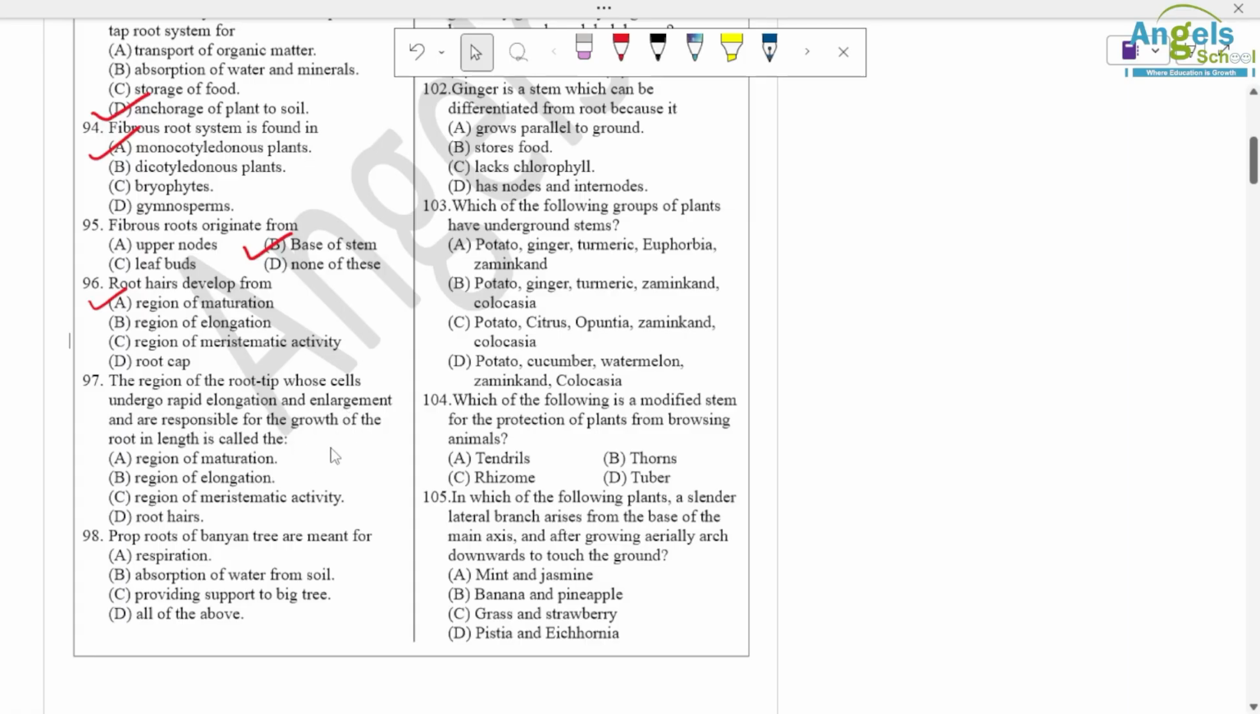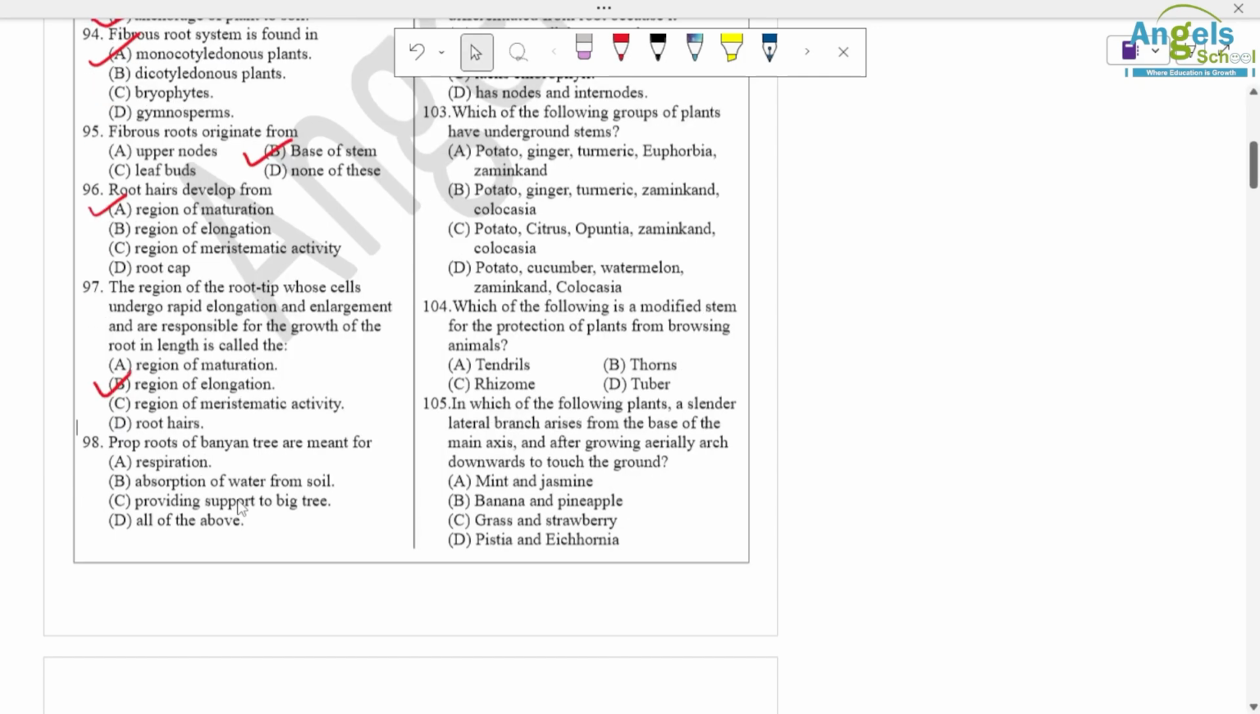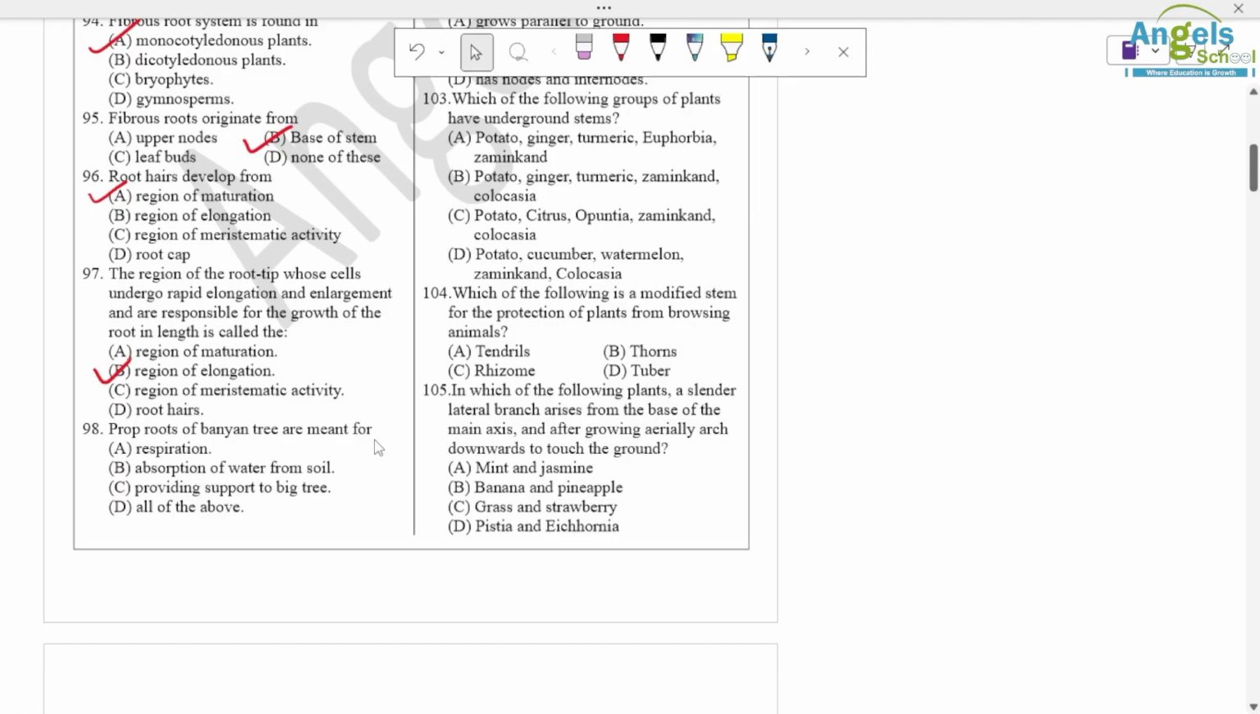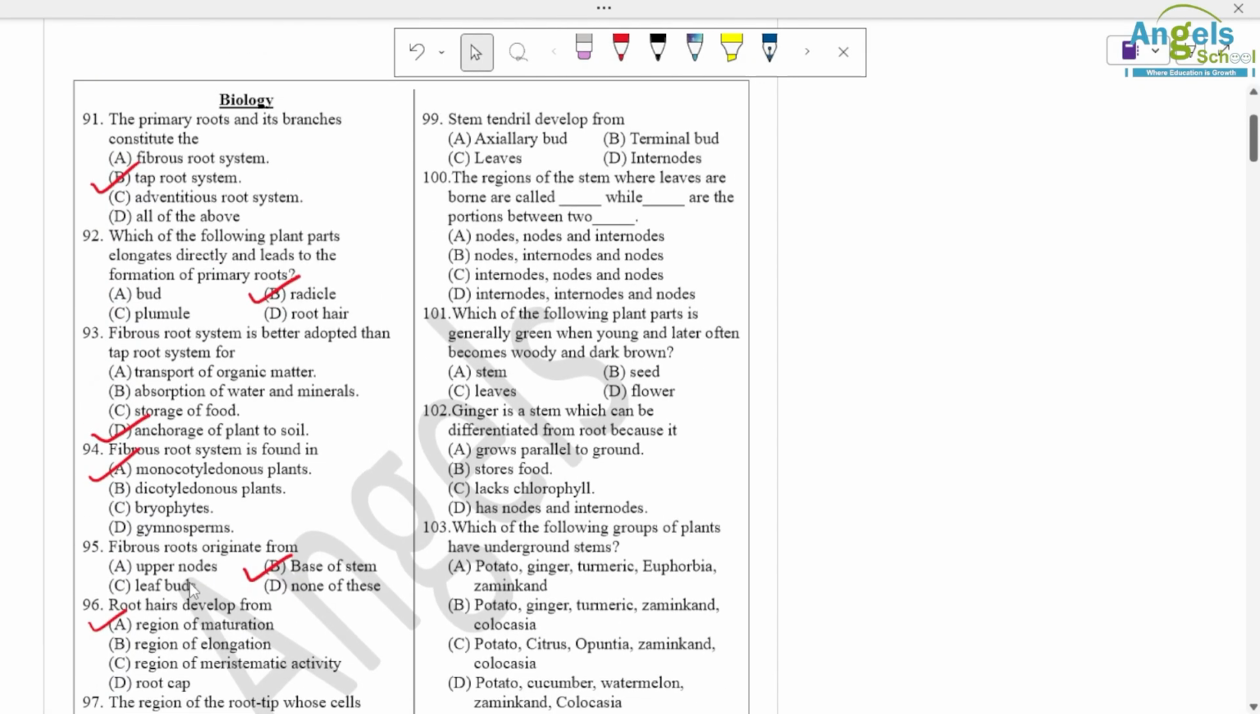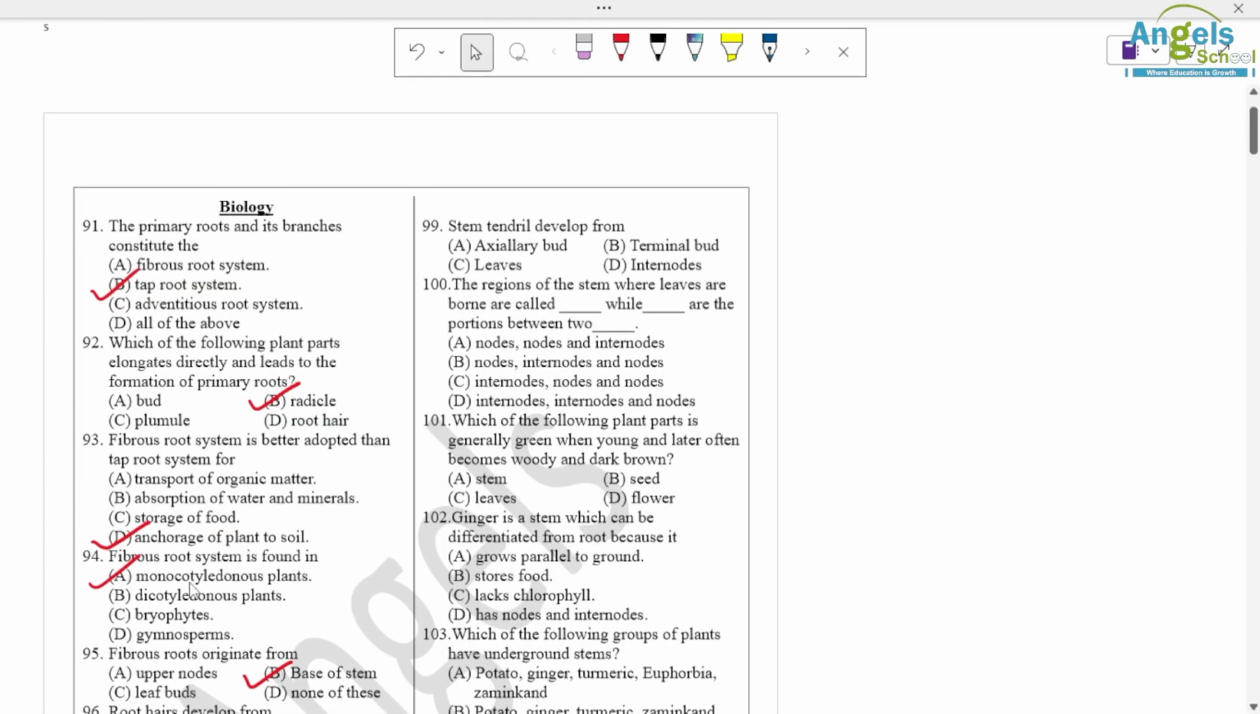The region of root tip whose cells undergo rapid elongation and enlargement and are responsible for the growth of the root length is called the region of elongation. Prop roots of banyan tree are meant for, so prop roots arise for supporting. Stem tendrils develop from axillary bud only. The region of the stem where leaves are borne is called, so leaves originate from a node and dash are the portion between two nodes.